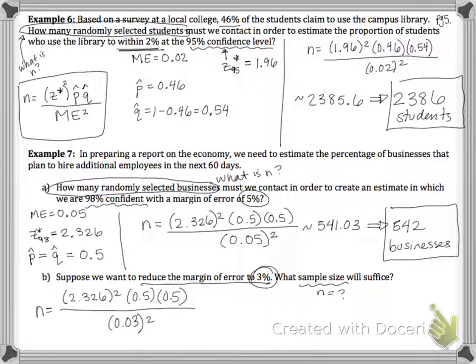Because in this scenario, the sample size is going to get much larger just from wanting to decrease the margin of error by 2%. Okay, go ahead and find the answer and check with my solutions online.